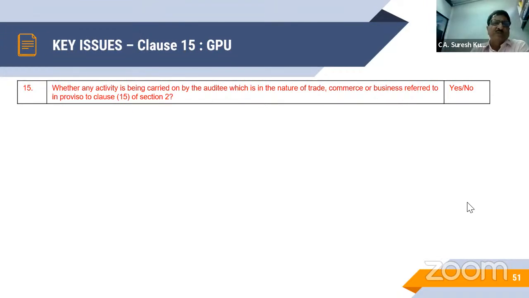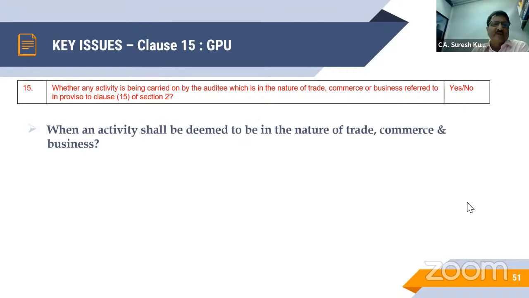So clause 15 of the GPU category asks you to mention whether any activity is being carried on by the auditee which is in the nature of trade, commerce or business, referred to in the proviso to section 2(15). And we have to put yes or no. This is the audit requirement. Now the issue, Manoj, is when an activity shall be deemed to be in the nature of trade, commerce and business for the purpose of section 2(15). This is the first issue we have to discuss.